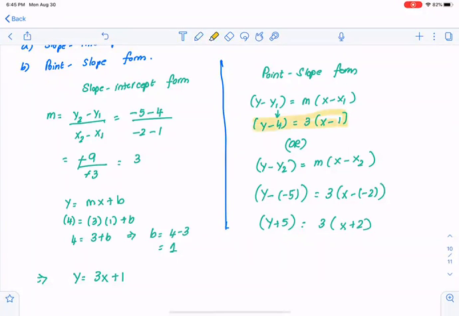This answer and that answer don't look the same, but both of them are acceptable. So how do you know you got the right answer? You can take either of those equations and try to write it in slope-intercept form, and it will definitely match up to y equals 3x plus 1.